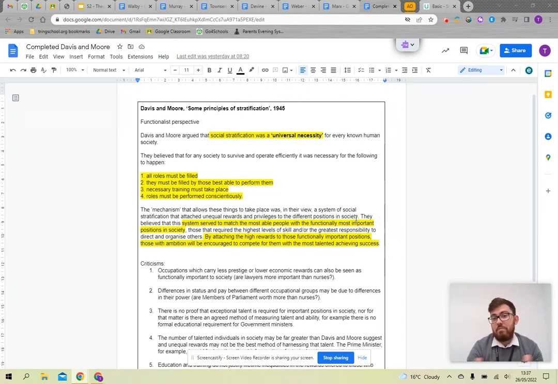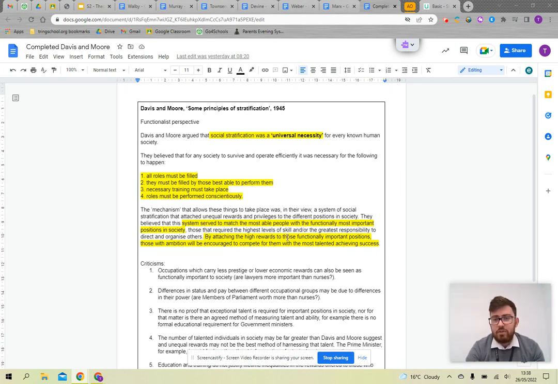Okay, so you work hard, you become the most able, and eventually you'll end up in that role and you'll be heavily rewarded for it, by being paid more, by getting lots of social status, that sort of thing. They believed that this system served to match the most able people with the functionally most important positions in society. Those that require the highest levels of skill, so your heart surgeons, or the greatest responsibility to direct and organize others, so your politicians and things like that.